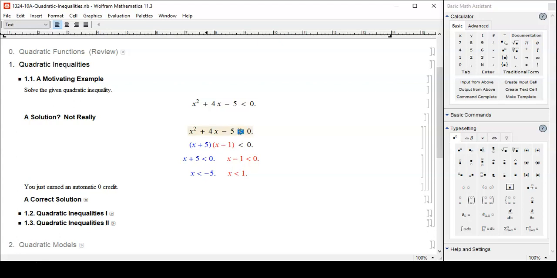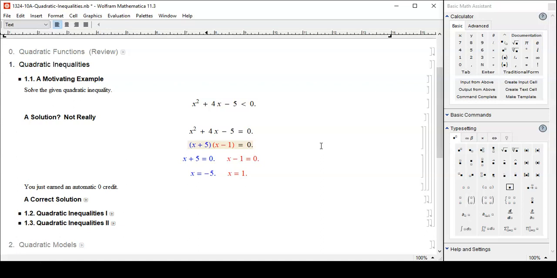Now, if this had been an equation problem, everything would have been okay. This would have been a perfect 10. X squared plus 4x minus 5 is equal to 0. After factorization, we have blue times red is equal to 0. So blue is equal to 0 or red is equal to 0. So we have blue equality and red equality, and from there we get blue solution and red solution. All good, perfect 10.